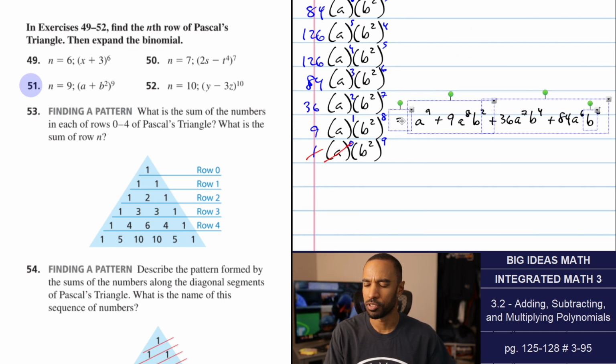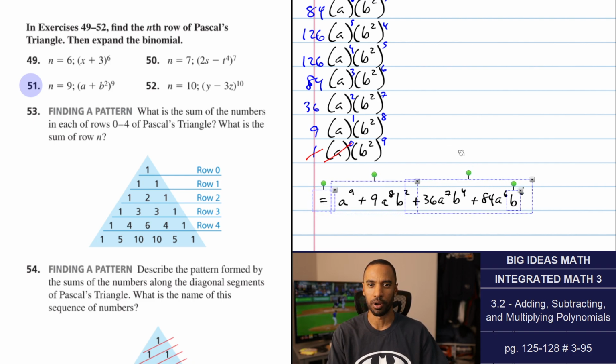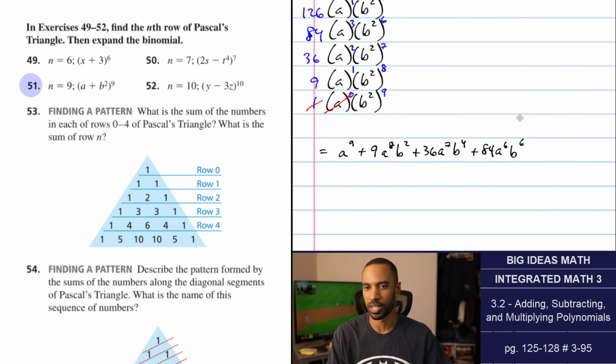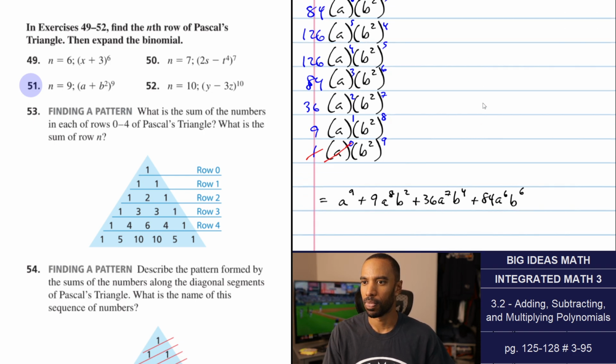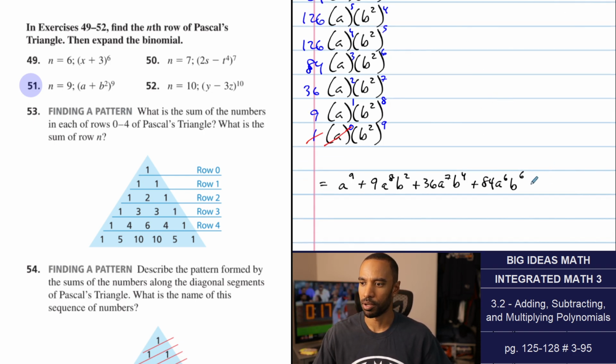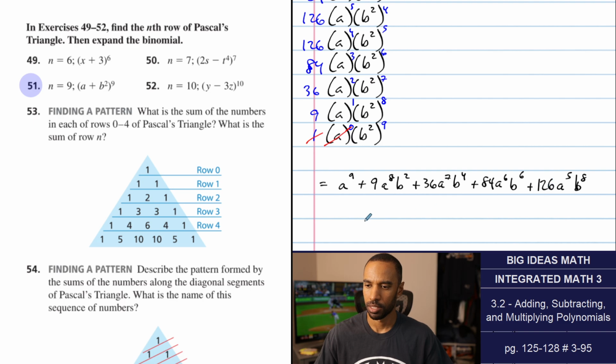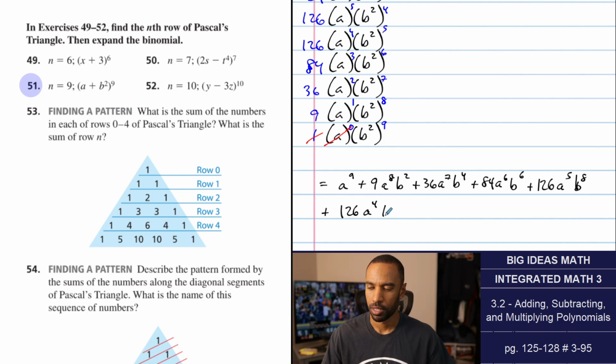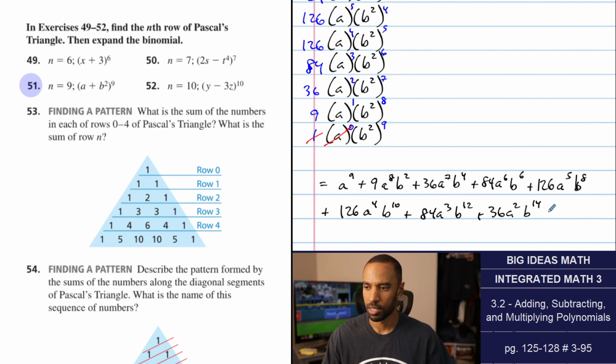Now I'm going to bring this down because we don't need any of those top ones anymore. Notice the b's aren't going by 1s, they're going up by 2s: 0, 2, 4, 6, 8, and so on. Plus 126a to the 5th b to the 8th, plus 126a to the 4th b to the 10th, plus 84a cubed b to the 12th, plus 36a squared b to the 14th, plus 9a b to the 16th, plus b to the 18th.